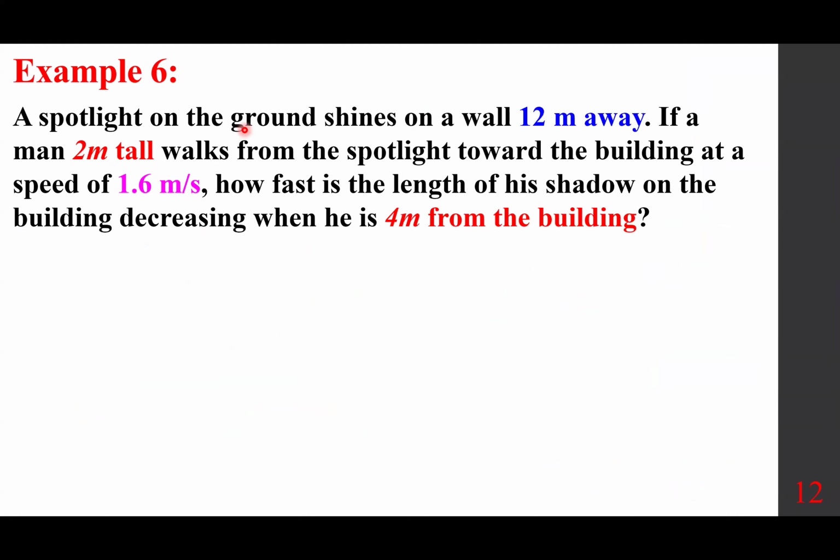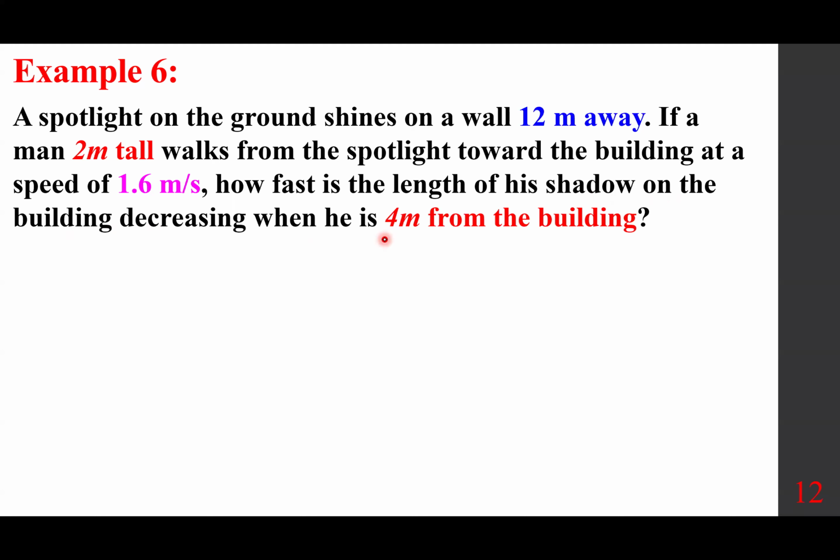A spotlight on the ground shines on a wall 12 meters away. If a man 2 meters tall walks from the spotlight toward the building at a speed of 1.6 meters per second, how fast is the length of his shadow on the building decreasing when he is 4 meters from the building? We need to do the drawing, okay?